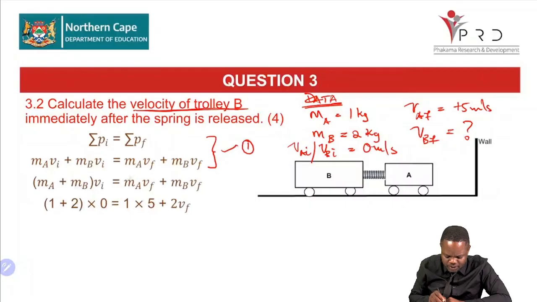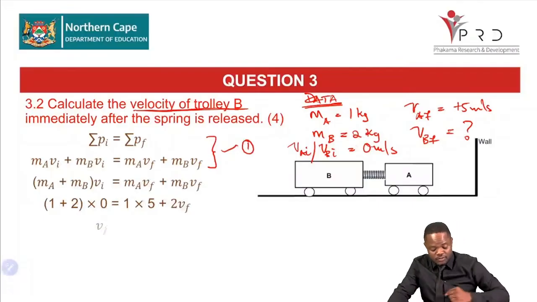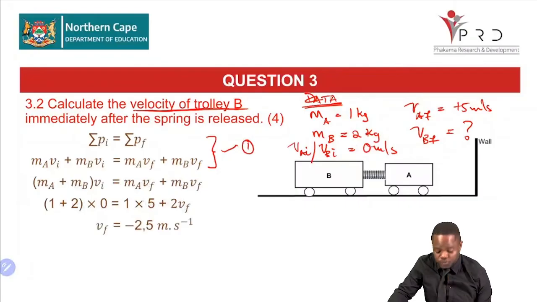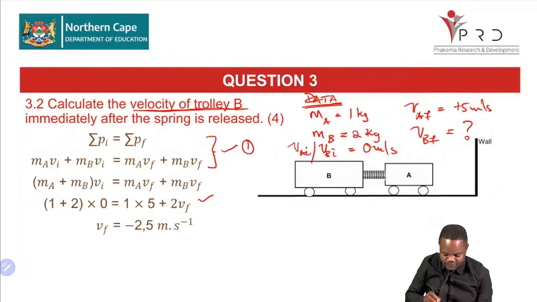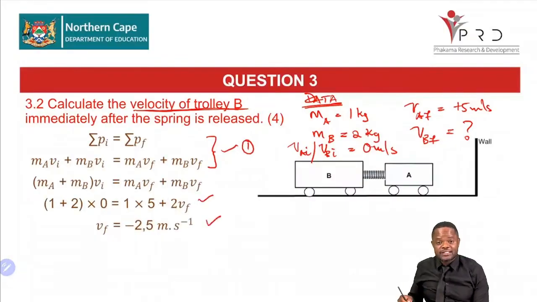Okay, substitute. The mass of A is 1. The final velocity of A is 5 meters per second. And then the mass of B, we know that is 2. The final velocity is the one that we want to calculate. So now we can substitute into the formula. What value are we getting? We're getting a negative 2.5 meters per second.